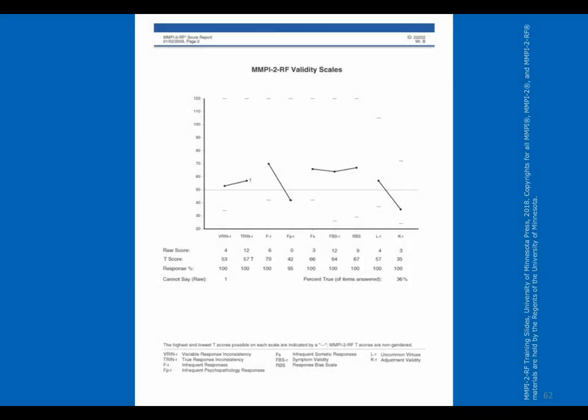We'll begin our interpretation as we would begin any interpretation by first examining the MMPI-2-RF validity scale scores. And there are no causes for concern among these validity scales. All of them are within normal limits, so we are able to move ahead and interpret the MMPI-2-RF substantive scales.